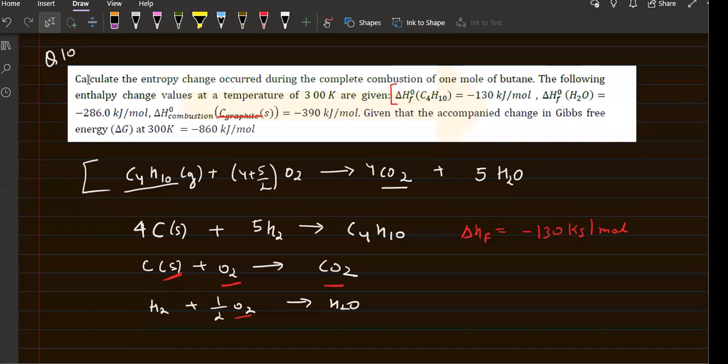So this is nothing but this energy, delta H, is equal to how much it is given? Minus 390. For water, how much is it given? Tell me for water. Delta H F for water, it is given as minus 286.